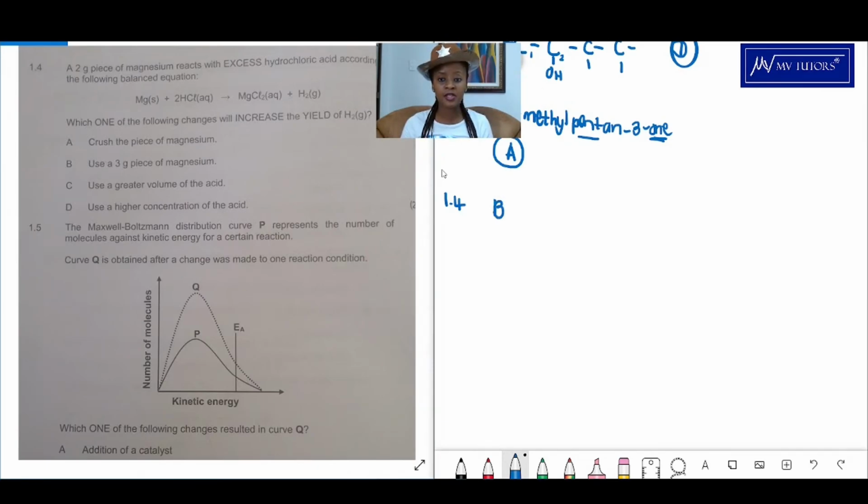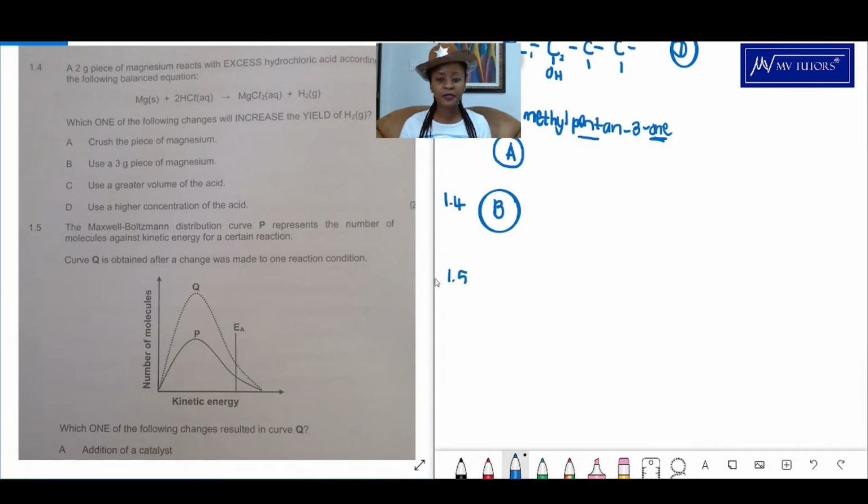Because you have a 3-gram piece of magnesium, more than the 2 grams that you had initially. So like I said, increasing any of your reactants, your reaction will be product favored, and you will have a higher yield of hydrogen.